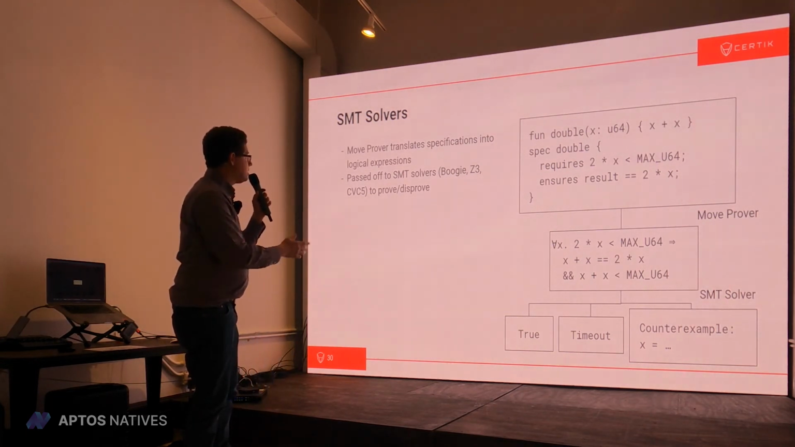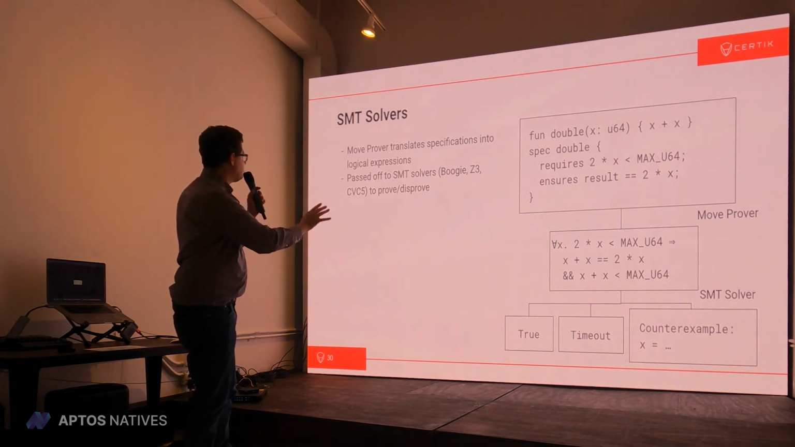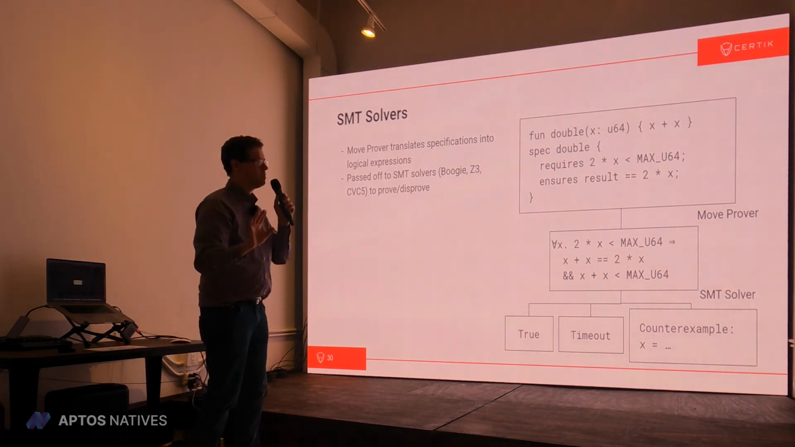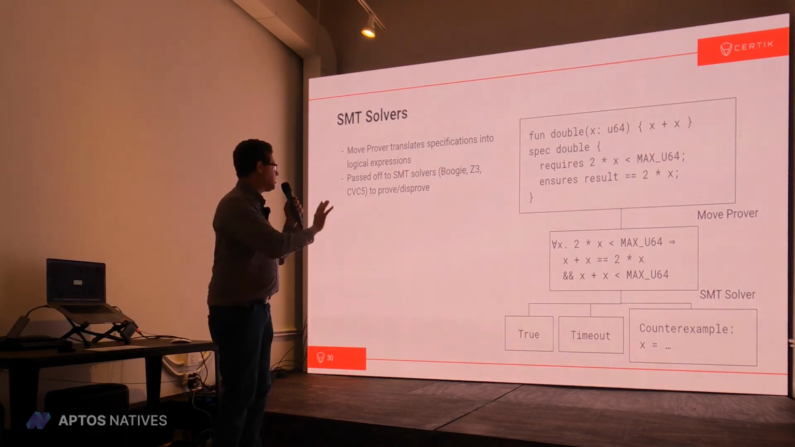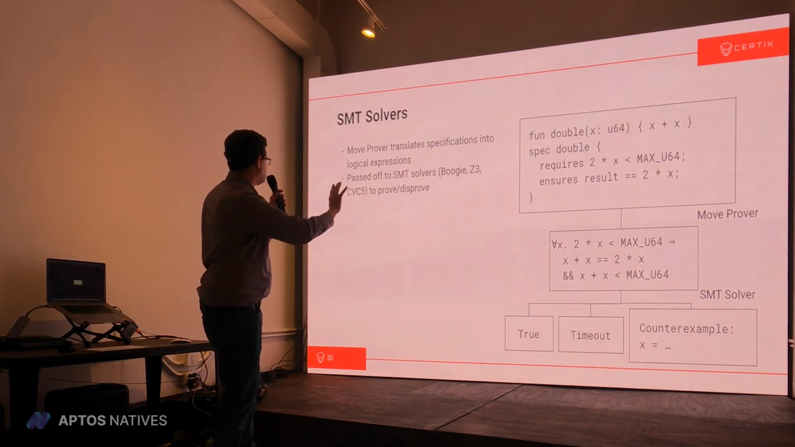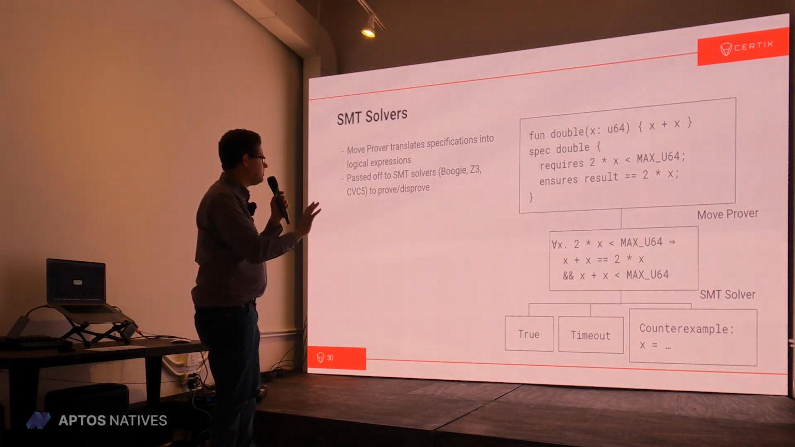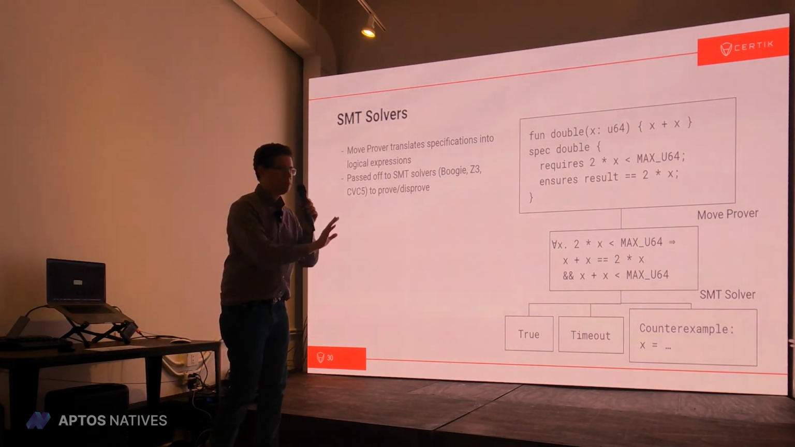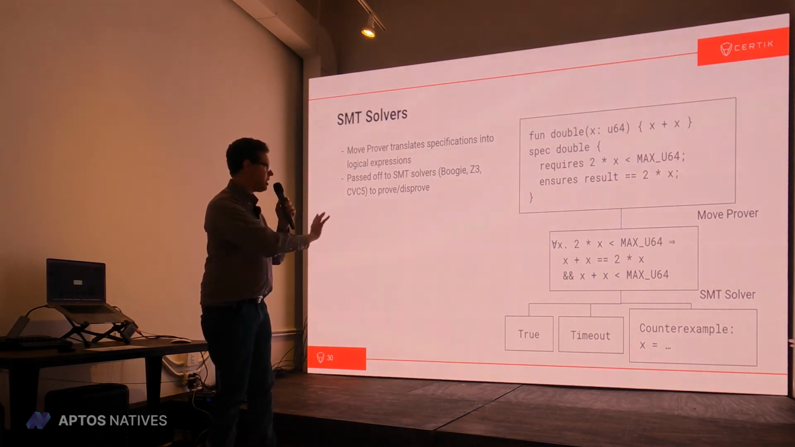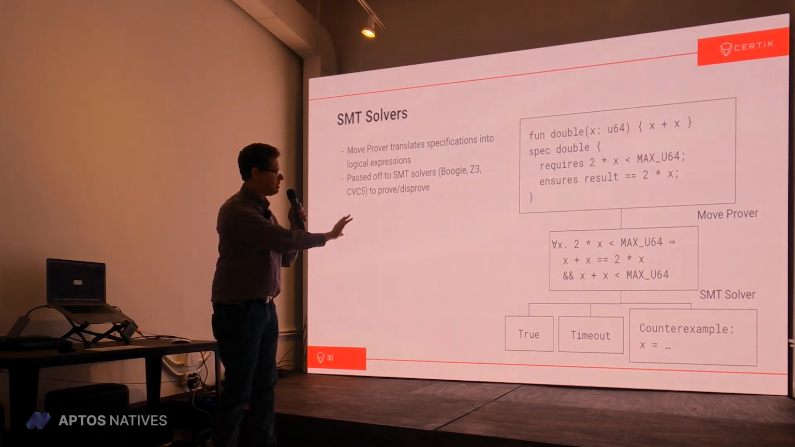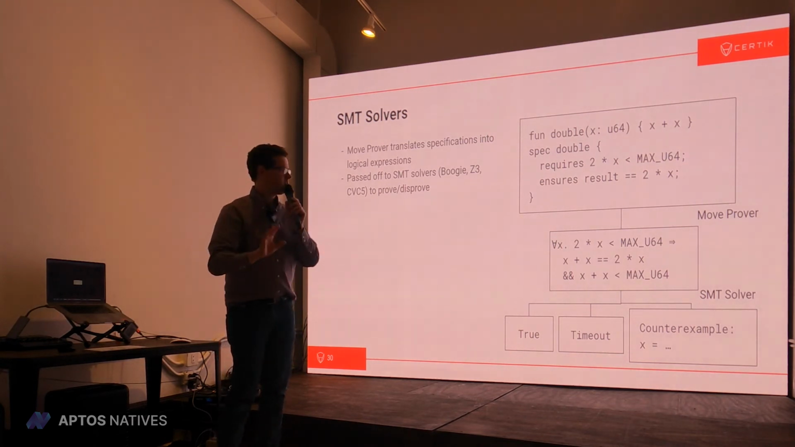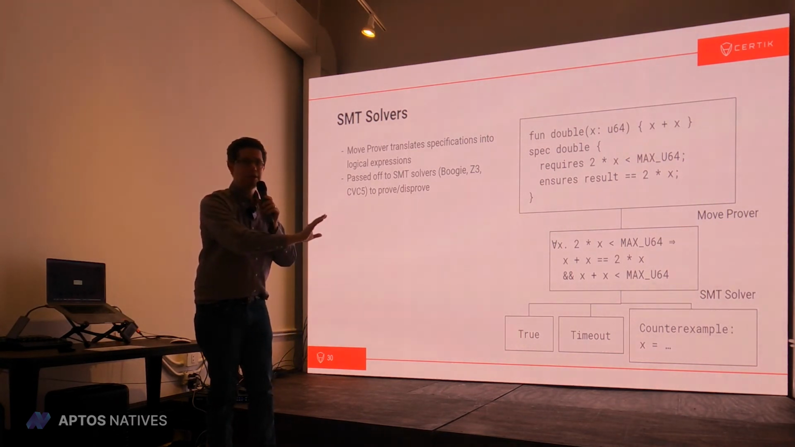So, how does this all work? I could spend tons of time on this, but the Move prover translates the specifications into logical expressions. It passes them off to SMT solvers, with names like Boogie, Z3, and CVC5, and they come back with one of 3 results. They come back with true, like this is true. They come back with a timeout, saying we ran out of time, we couldn't prove this. Or they come back with a counterexample, showing there's something wrong.